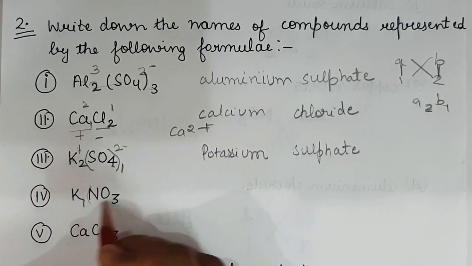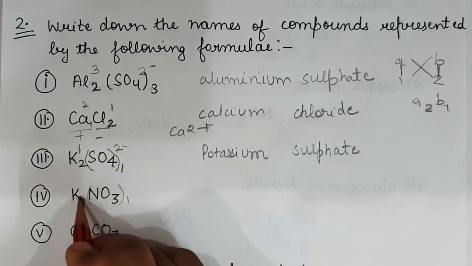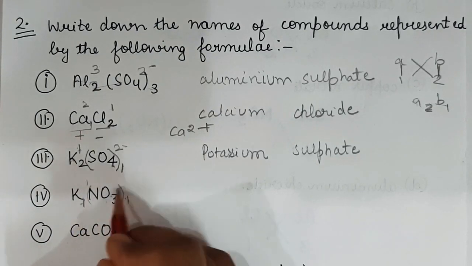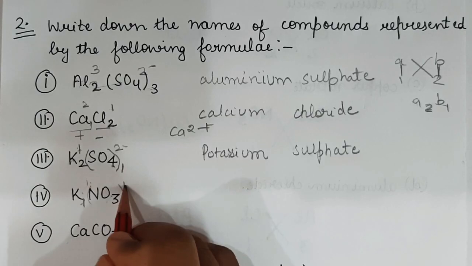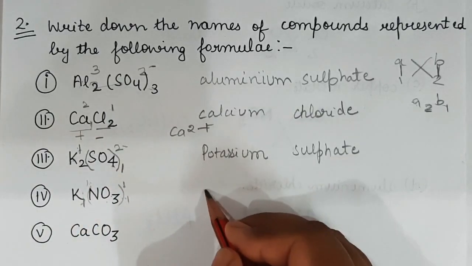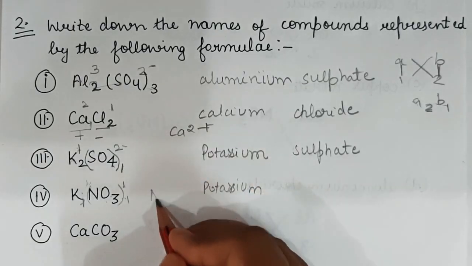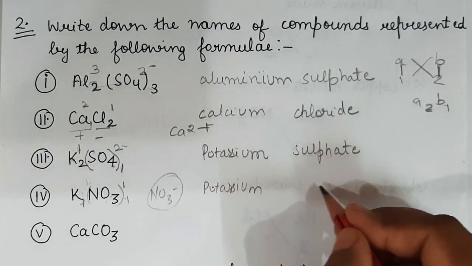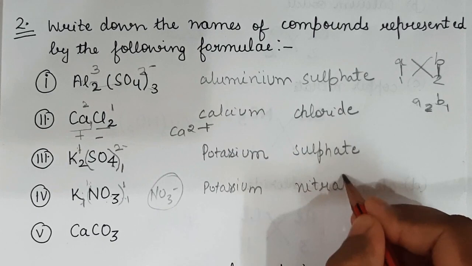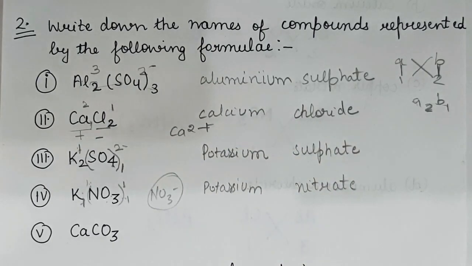Here it is 1. This is a polyatomic ion, it is also 1. So K1, NO3, that is also 1. So K positive, NO3 negative. K positive is again potassium, and NO3 negative is nitrate ion, that is potassium nitrate.